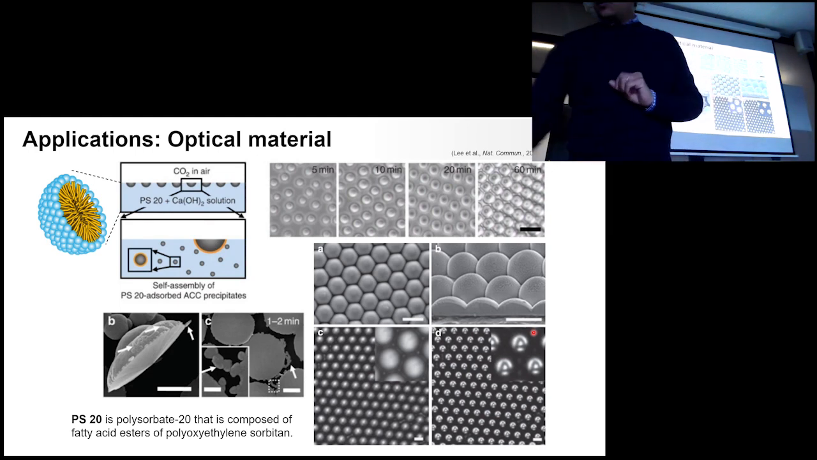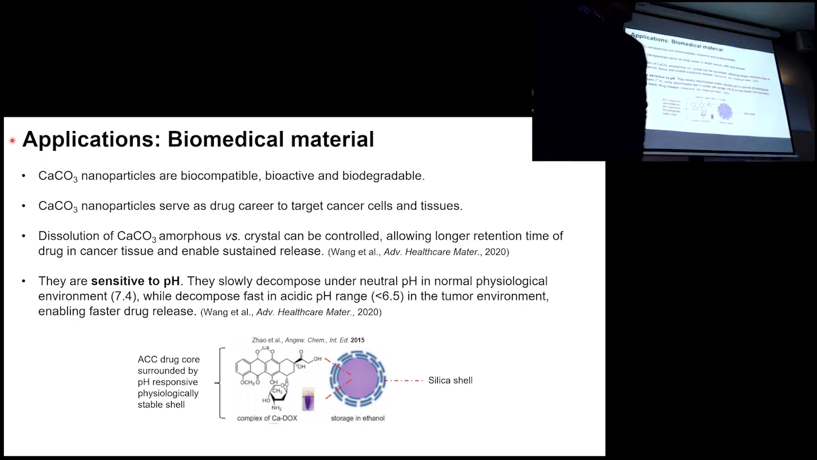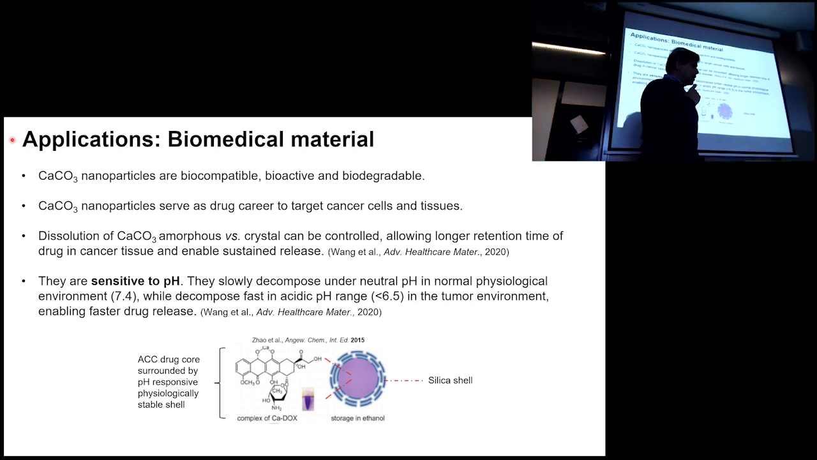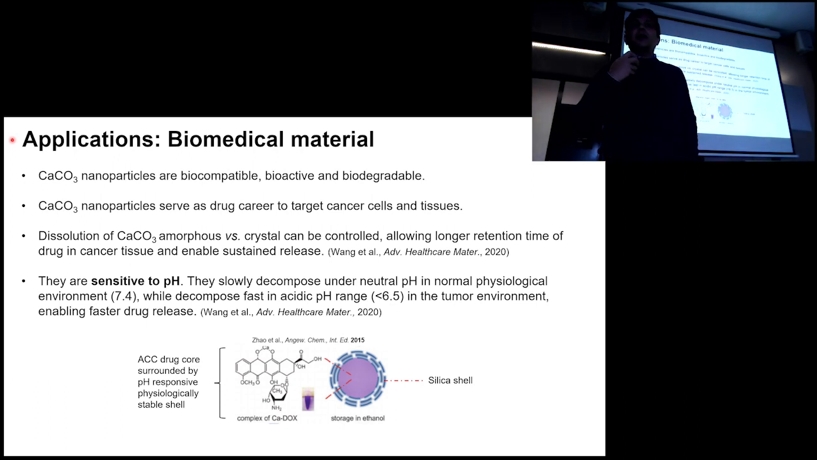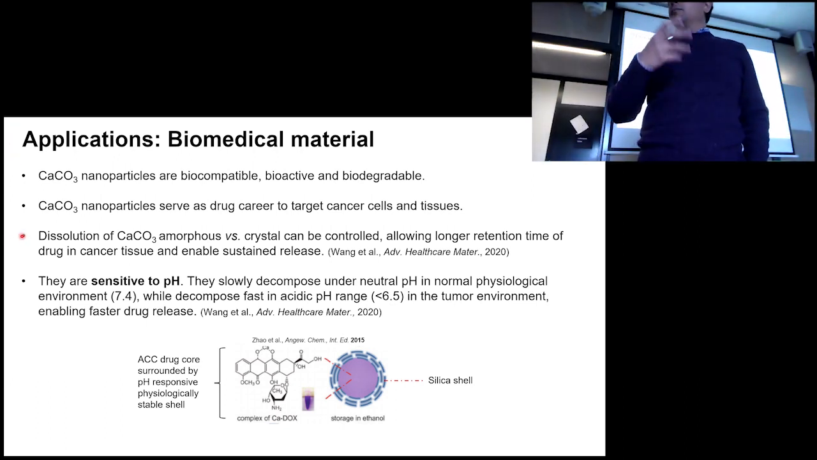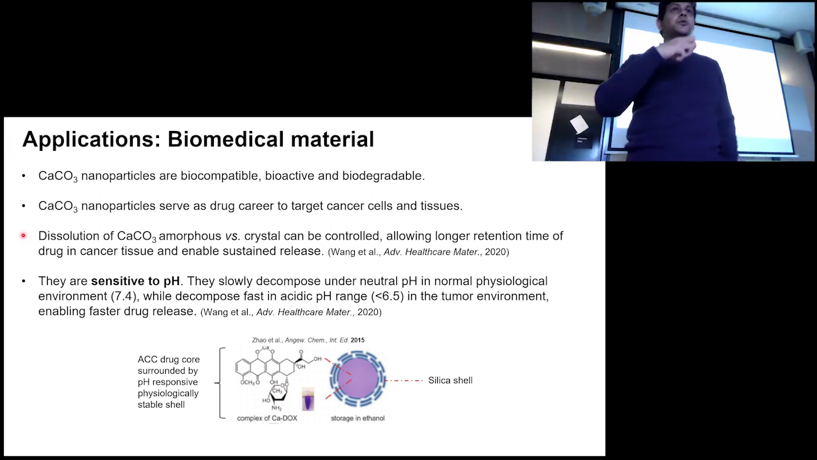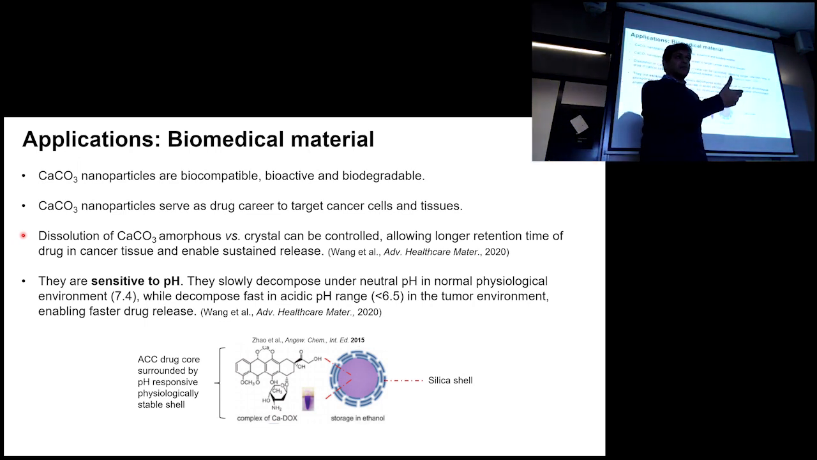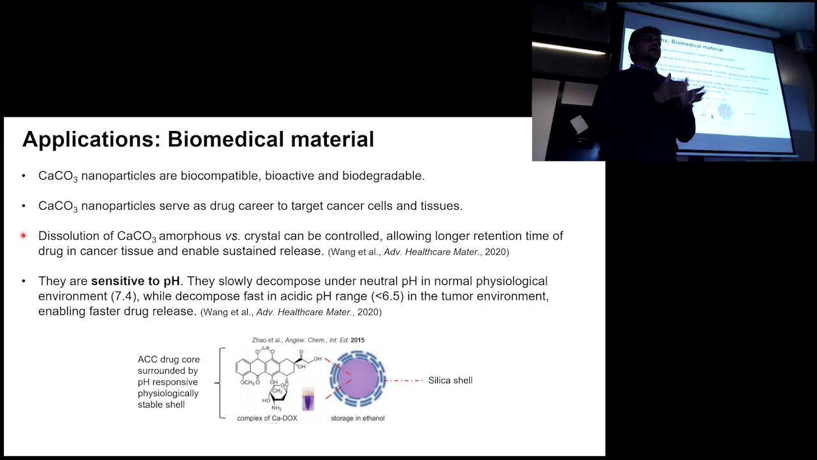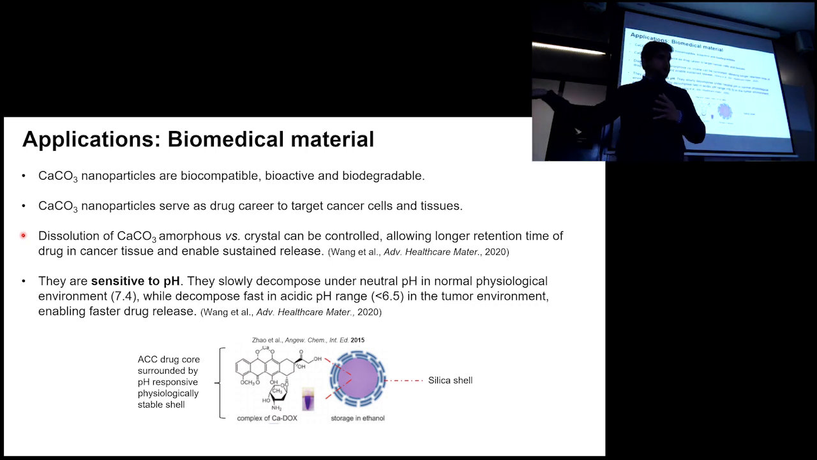So besides that, another application. And this is important because amorphous calcium carbonate, ACC, is more reactive in comparison to its crystallized counterpart. So ACC has the highest reactivity, and then you have vaterite, then you have aragonite and calcite.